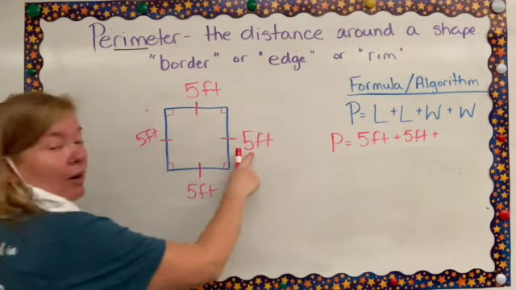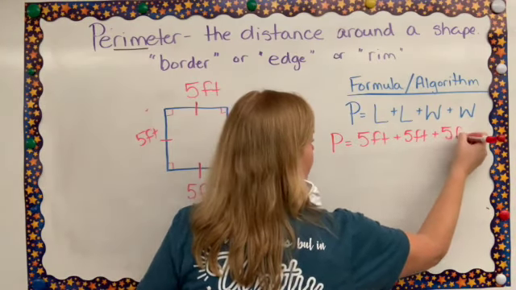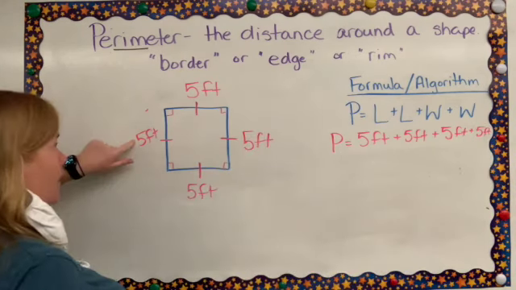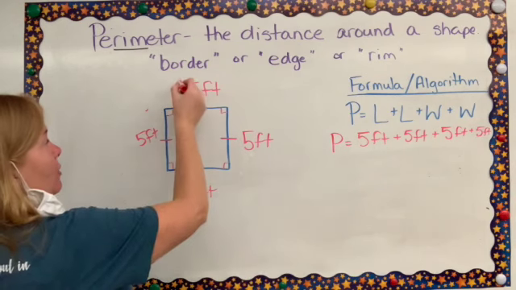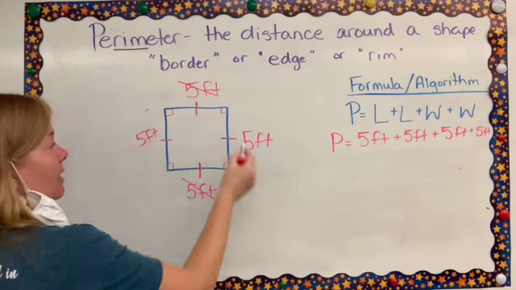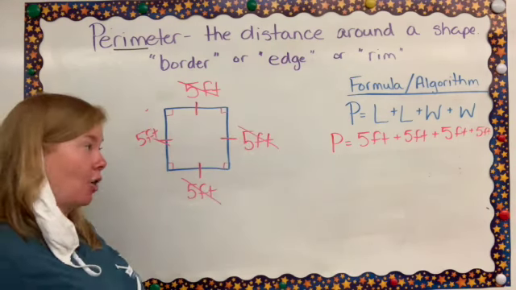Plus, well, guess what? It's a square. So I'm going to be doing 5 again for the width, plus 5 again for my other width. Now, sometimes you will see me mark it out. I use both of my 5s for my lengths. I use both of my 5s for my widths. Now I'm ready to solve.